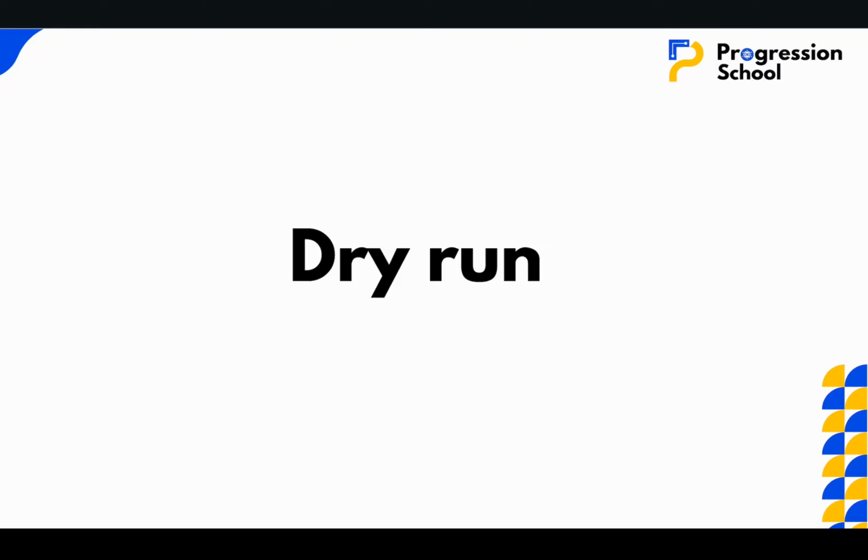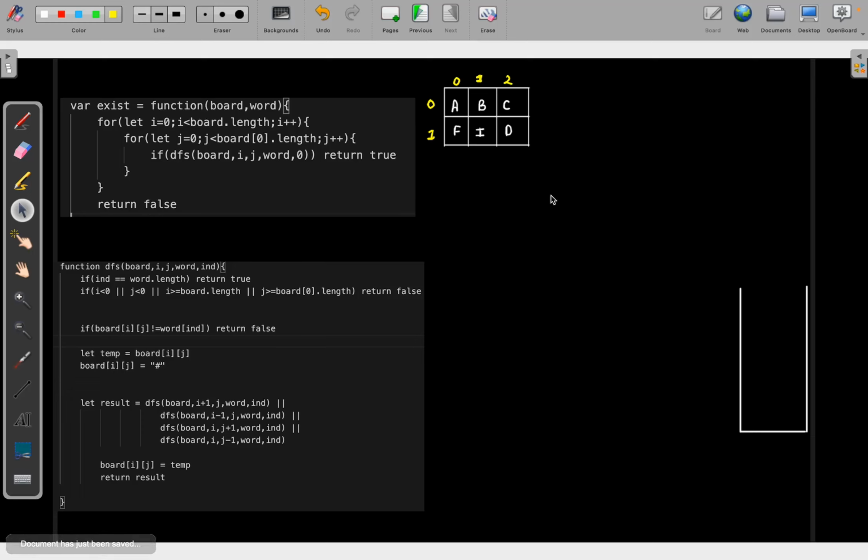In this video, we will see a dry run of the code. So now let's quickly do the dry run of our code. So I have this as a board. Okay, this matrix we can say as board. And suppose I have that word, that is FAB. Okay, so here you can see FAB is from (0,1) to (0,0) to (0,1).